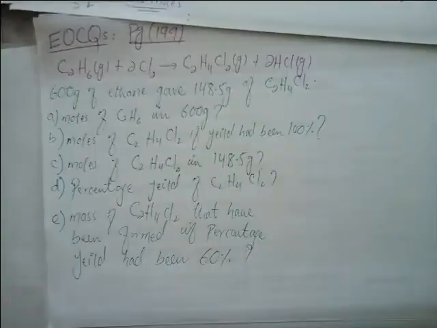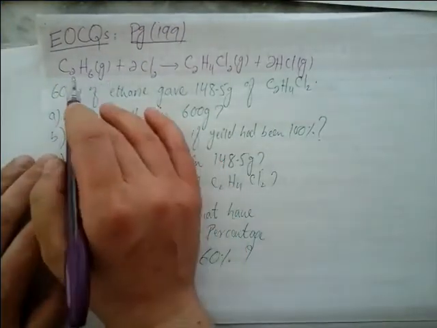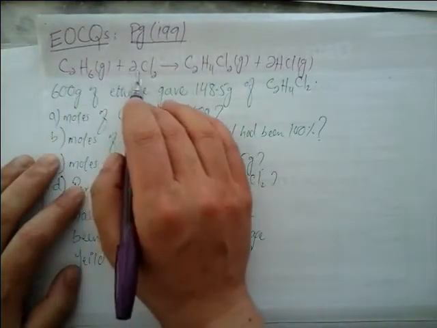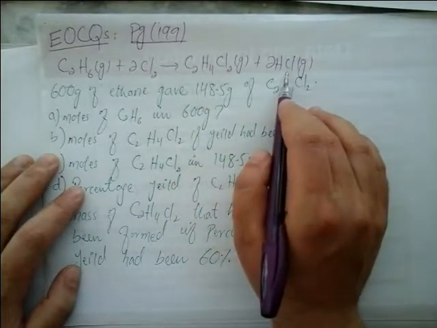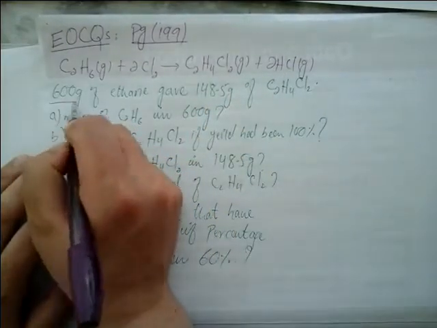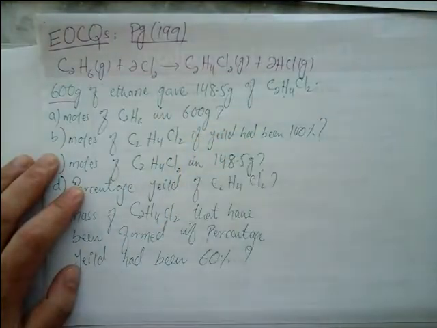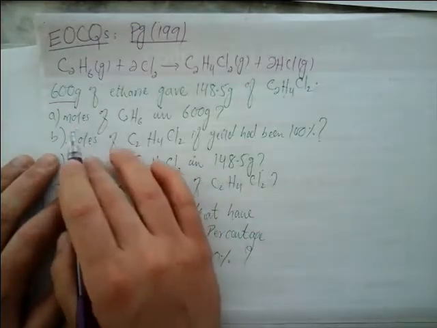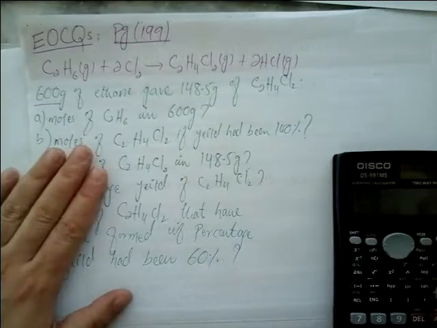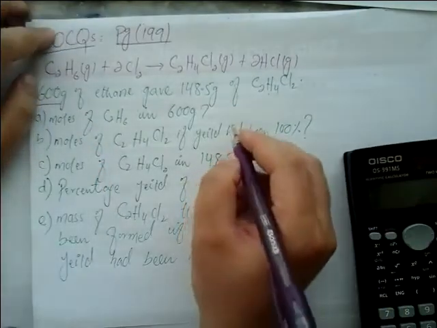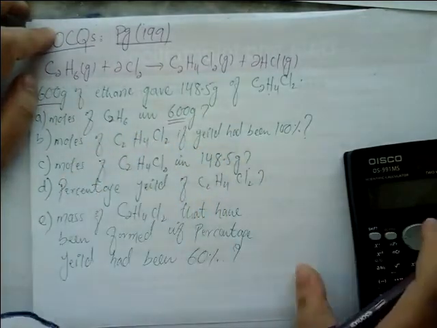Very easy. Okay, very important question: for example, ethane reacts with chlorine, forming chloroethane and hydrochloric acid. So here 600 gram of ethane gave 148.5 gram of chloroethane. So moles of ethane in 600 gram: definitely you can calculate it. The given weight of ethane here is 600 gram.